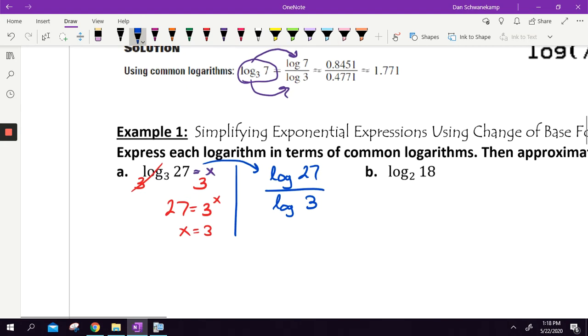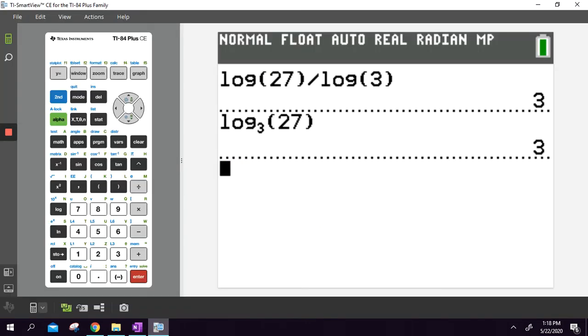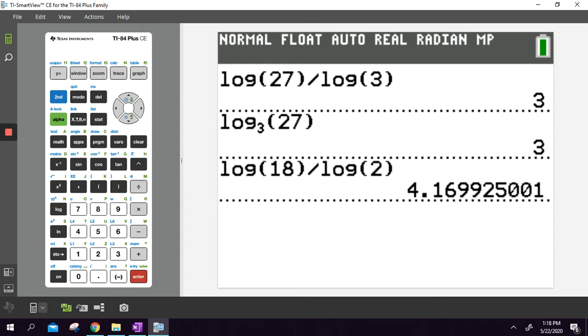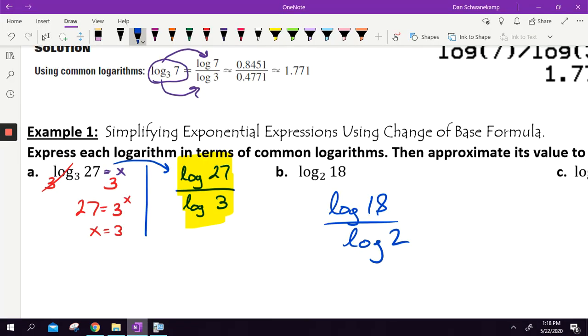So be aware that to find this number, you take the log of the number divided by log of the base. And sometimes that's easier than finding all those weird menus anyway. So if I want to do B, it's log of 18 divided by log of 2. And this method actually works whether we use log or natural log. If I take the natural log of 18 divided by the natural log of 2, still going to get me the same number. Doesn't really matter how you get there as long as you use those buttons. So 4.170.